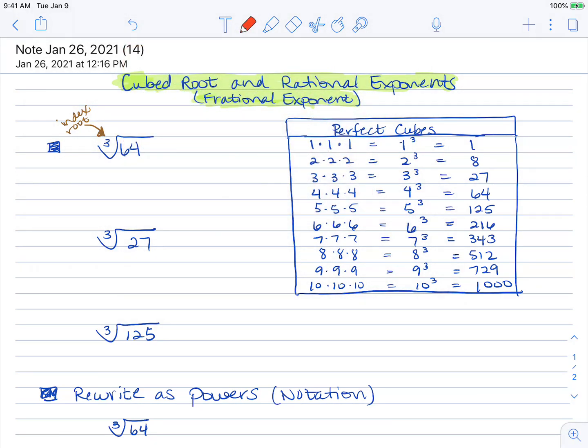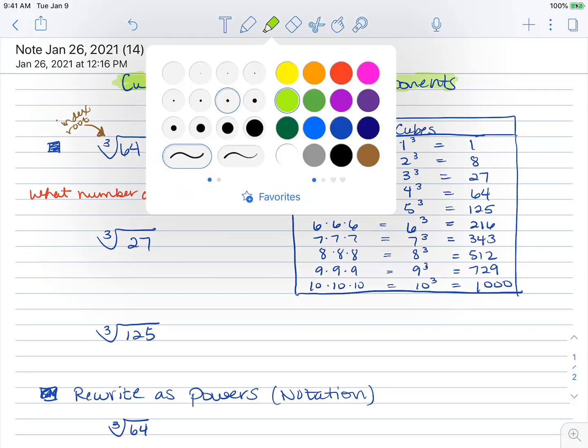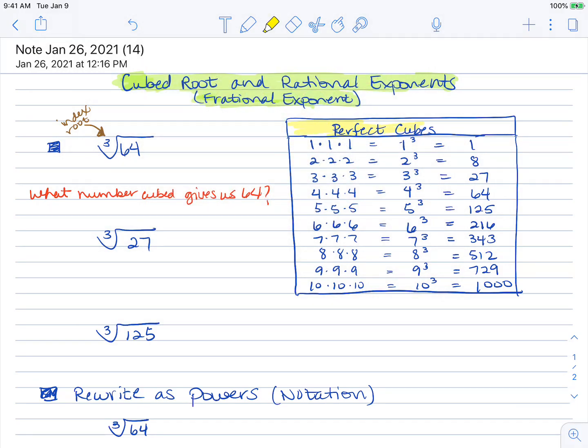We're asking the question: when we do a cube root, what number cubed gives us 64? Well, I'm going to go over here to my perfect cubes table. I'm looking for something that is cubed and gives me 64. I can see that 4 times 4 times 4, which is 4 cubed, gives me 64. So my answer is going to be 4. If I take 4 and I cube it, I get 64.